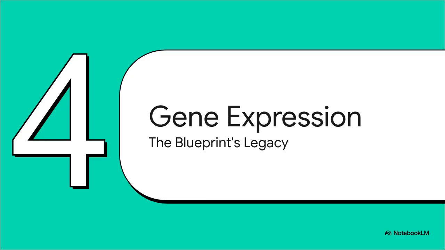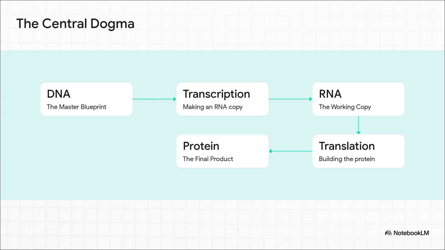Okay, so our factory's built, it's powered up. But how does it know what to do? It follows a master blueprint. This is the genetic information that not only directs all the factory's operations, but can also be copied and passed down through generations. This flow of information has a pretty famous name, the central dogma of molecular biology. Basically, the permanent master blueprint, DNA, is kept safe inside the nucleus. A temporary working copy, called RNA, is made through a process called transcription. That RNA copy then heads out to the ribosome assembly line, where it's read in a process called translation to build the final product, a protein.